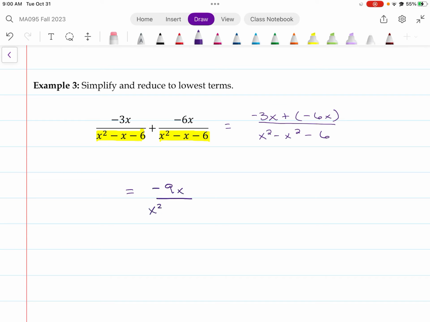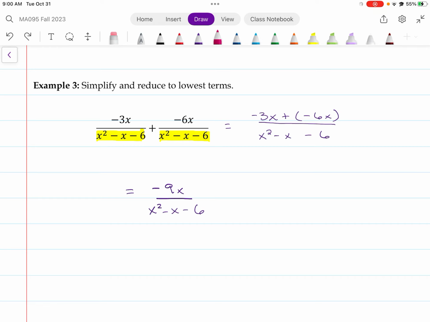Oops, I made a mistake. What did I do? I put an x squared there. Didn't mean to. All right, x squared minus x minus 6 on the bottom has not changed. Now, does anything cancel? Can I do this? Don't write, just watch. Can I do that? No, I cannot. Don't do that.